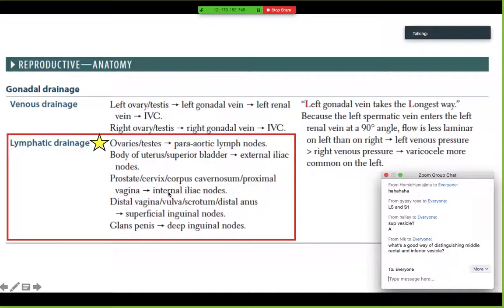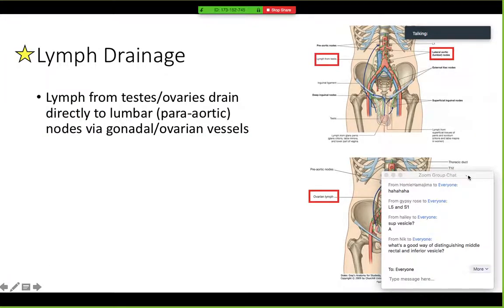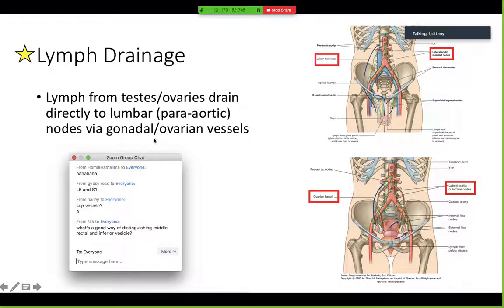Awesome, thank you. Okay, so anyways, this is kind of unique because they're skipping from the genital area all the way up to the lumbar region. So make sure that you, at minimum right now, know this one right here. Okay, and then again, lymph from the testes and ovaries is going to drain directly to the lumbar or the para-aortic nodes. And I have those circled right here. So it's going here and draining all the way up here.